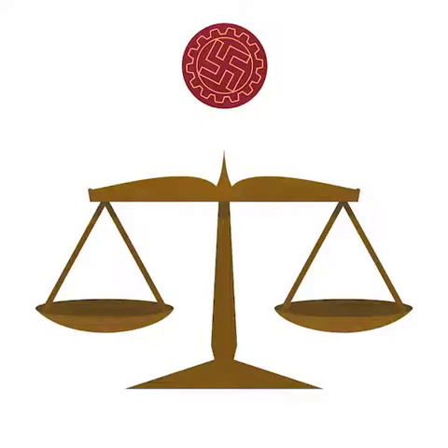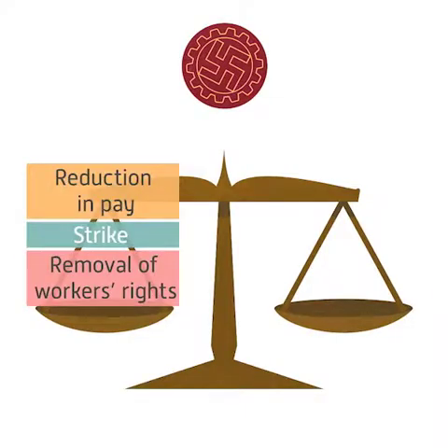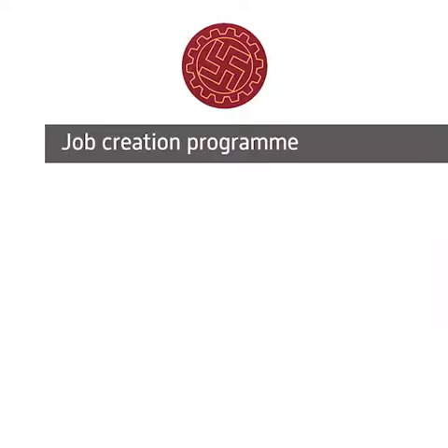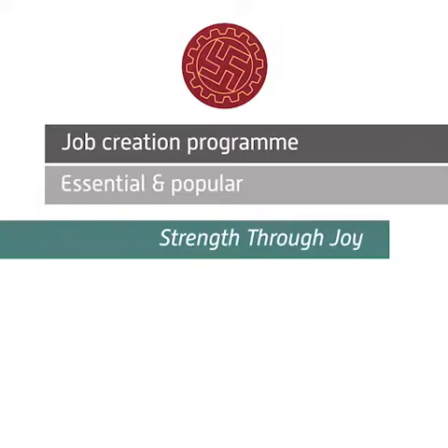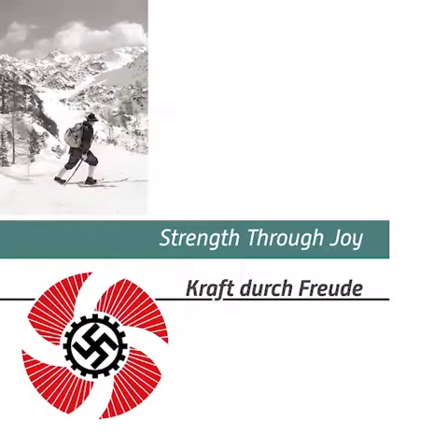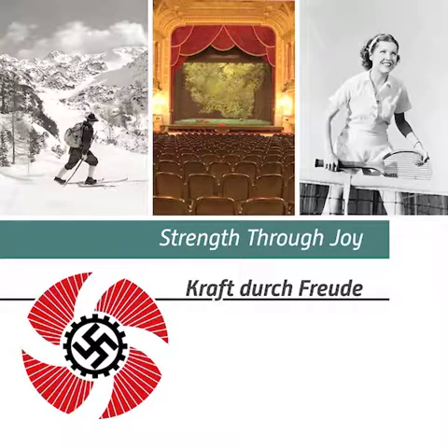It needed to balance the removal of workers' rights, such as to strike and a reduction in pay, with full support for the party. It offered a job creation program, essential and popular with unemployment still high. Hitler also created the Strength Through Joy movement, Kraft durch Freude. This offered workers subsidized holidays, cheap theatre trips, and leisure activities.